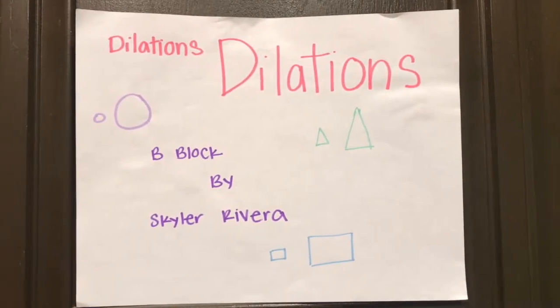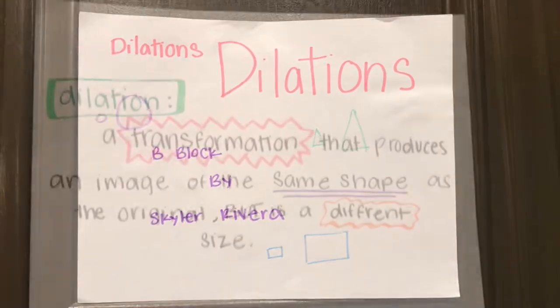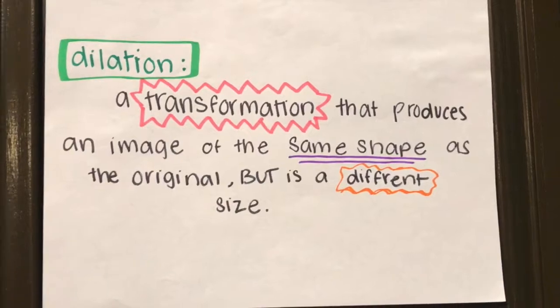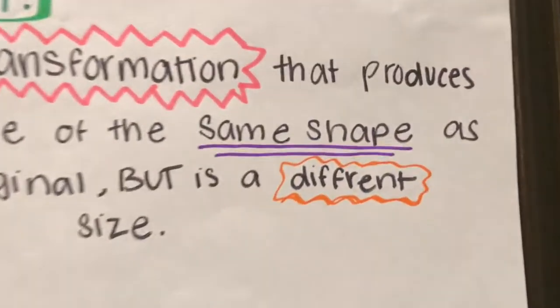So I'm going to be talking about dilations. A dilation is a transformation that produces an image of the same shape as the original but a different size.